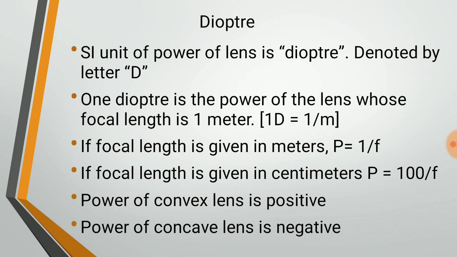And the next important one is the sign of the power of the lens. If the power of the lens is positive, then it is a convex lens. If the power of the lens is negative, then it is a concave lens. So, the positive and the negative sign of power is very important.